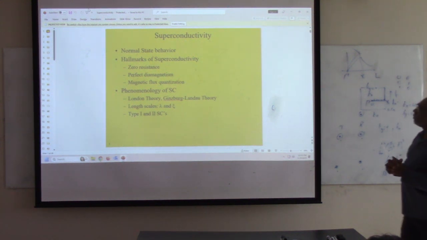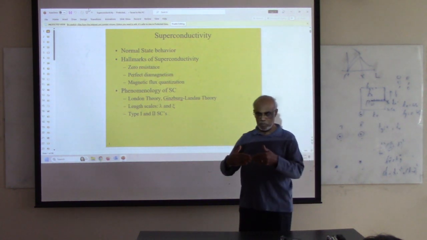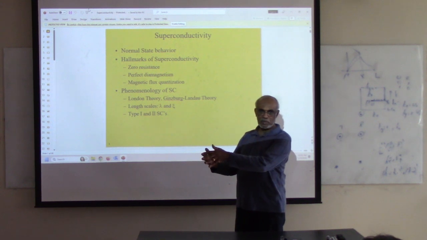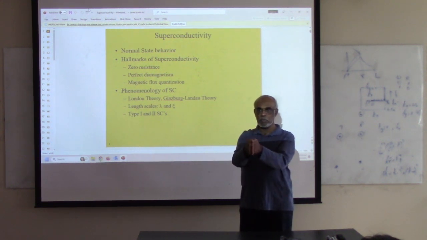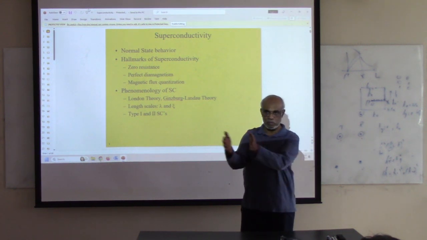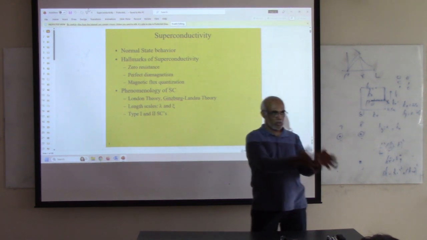In this class I will mostly talk initially about the normal state. Before it becomes superconducting, we call this the normal state, right? Then there's something called the critical temperature. Below that critical temperature it becomes a superconductor. That's basically a phase transition from the normal state to the superconducting state.